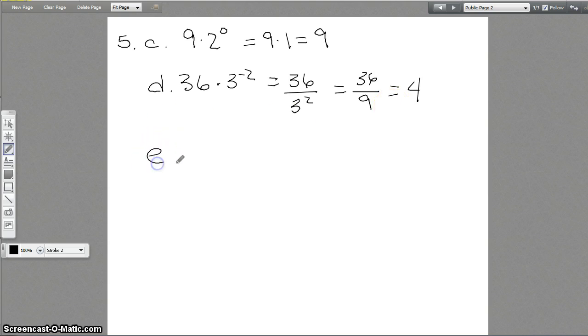Part E is 8 times 10, oh no, sorry. It is 8 times 1 to the negative 10. Well, 1 to the negative 10, 1 to any power actually, is just 1. So this is the same as 8 times 1, which is just 8. So again, this was number 5, which is just like number 11 in the homework.